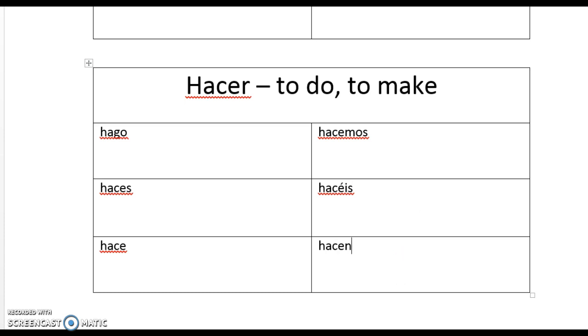So those are the 5 verbs that we're going to talk about today. And that is all. Tomorrow, if you have any questions, be sure to ask.